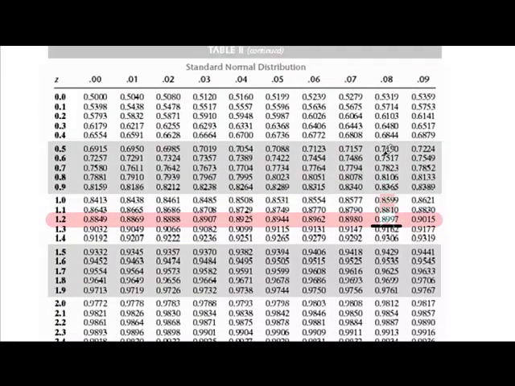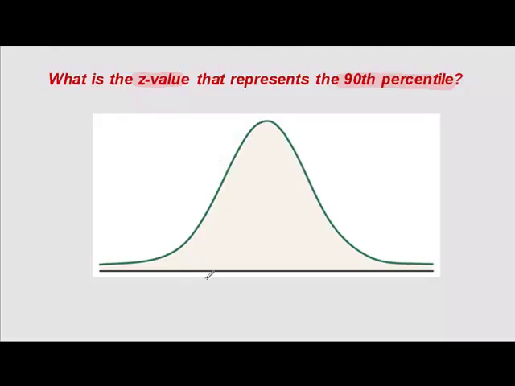So we finish tracing that up to find our z-score. So our z-score, according to the chart, for the 90th percentile is 1.28. 1.28 standard deviations from the mean gives you 90% of the curve behind it.